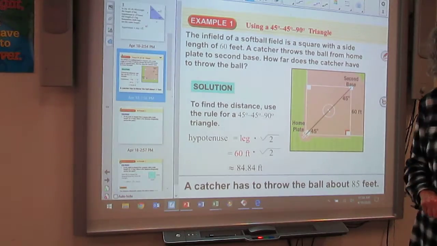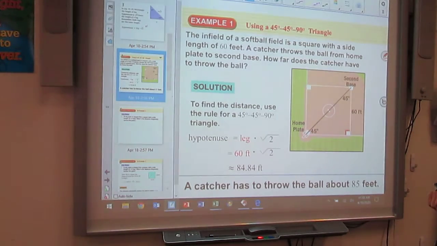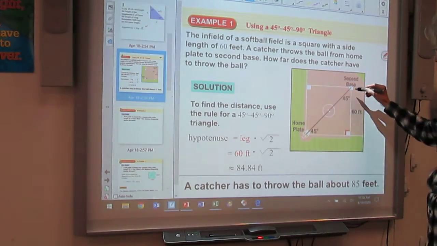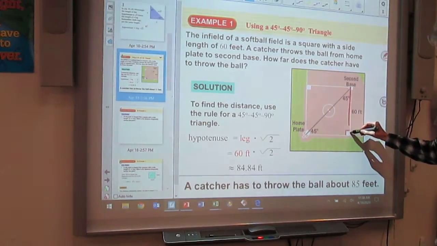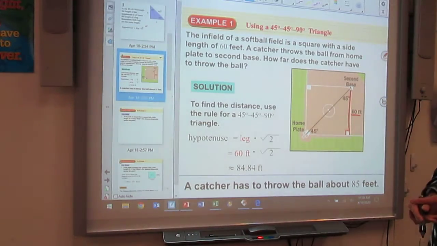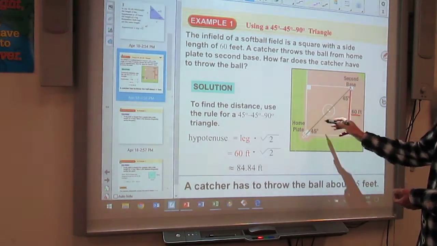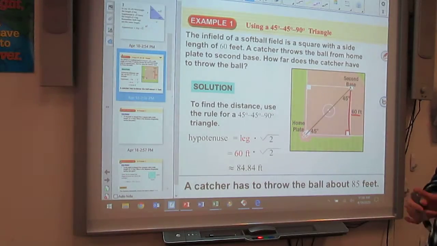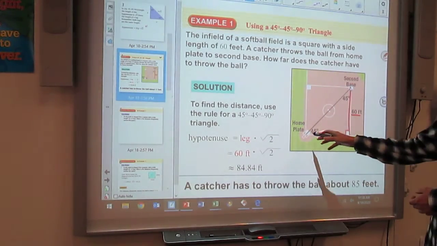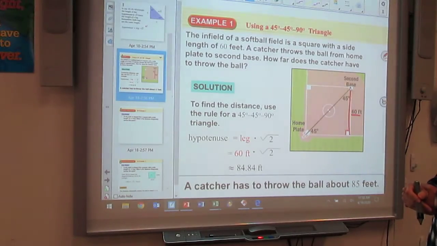Let's move on to a word problem. The infield of a softball field is a square and has a side of 60 feet. Here's the side of the infield. It's 60 feet. The catcher is going to throw from home plate to second base. Why? Throwing out a steal at second. How far does the catcher have to throw that softball?